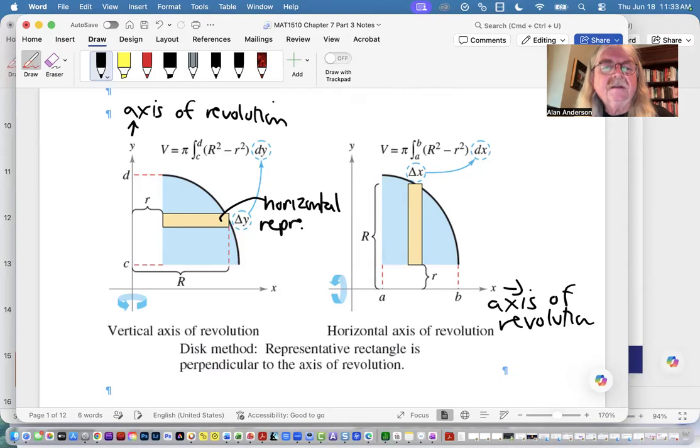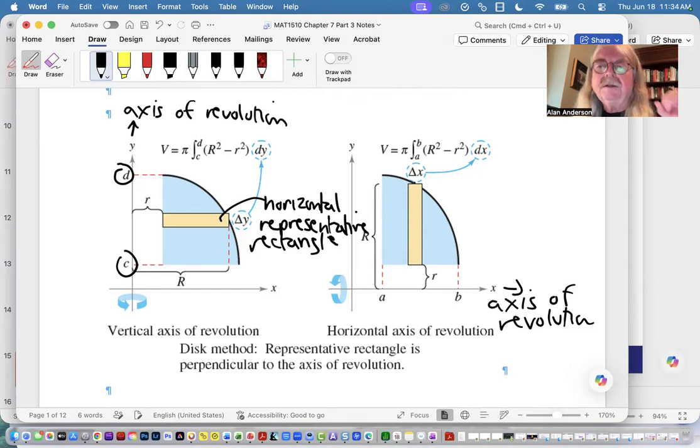Representative rectangle. And that, by the way, also implies that all the variables are in terms of y. For example, the width is delta y. You can see it here. And also the endpoints are on the axis of revolution, whereas over here, it's the other way around.